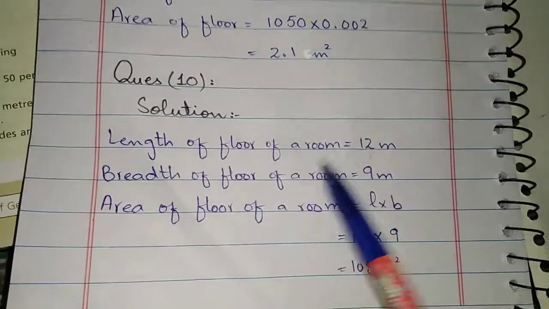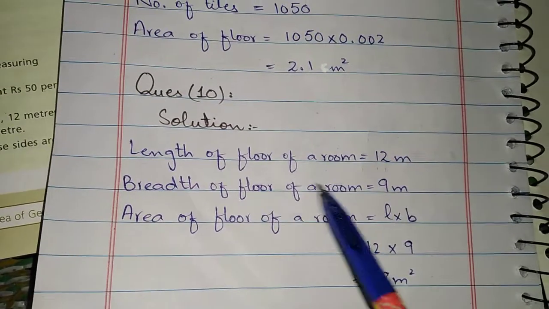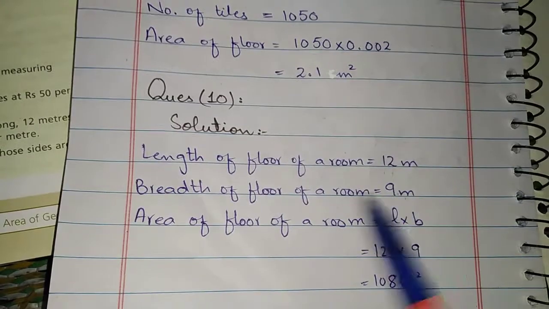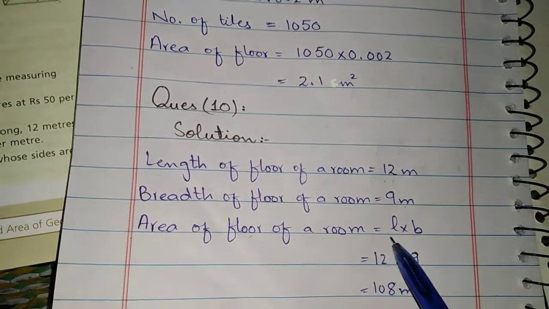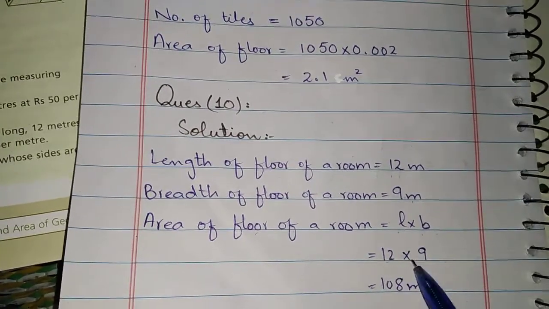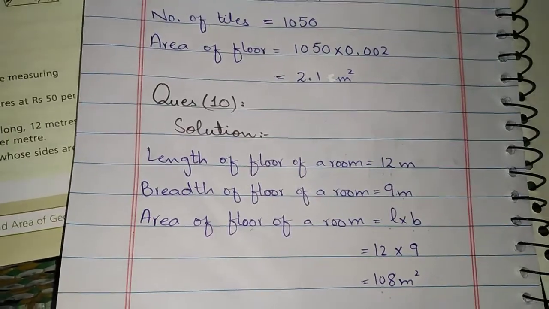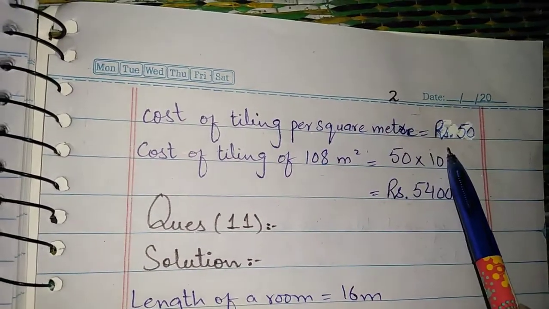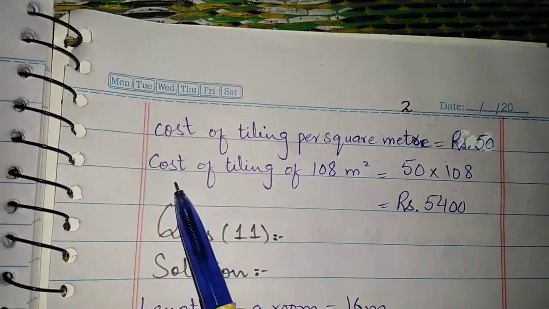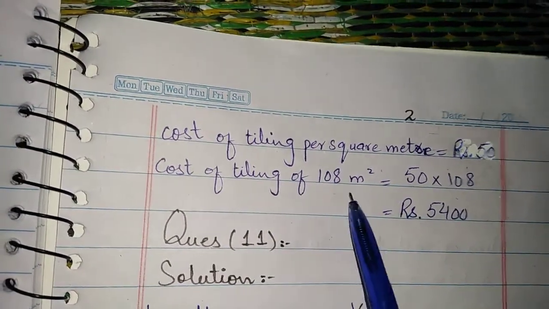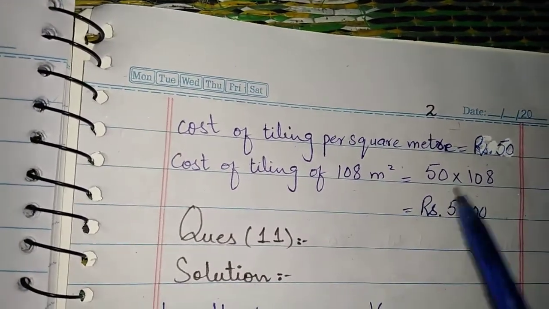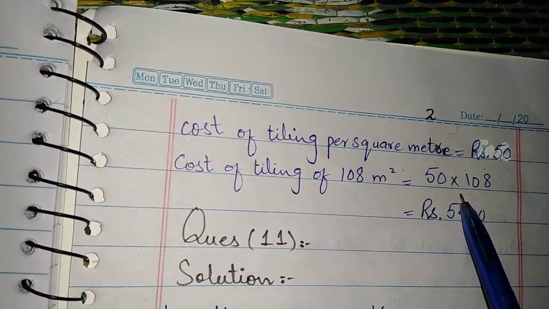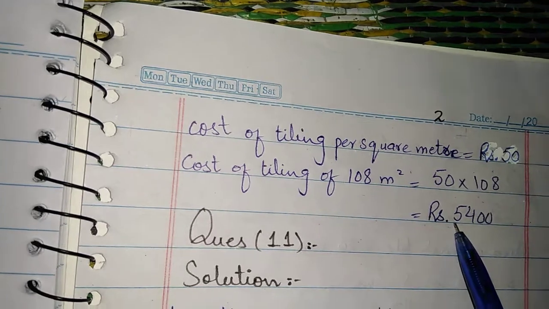Length of a floor of a room equals 12 meter. Breadth of a floor of a room is equal to 9 meter. These values are not the same, so it is a rectangle. So area of a floor of a room is equal to length multiplied by breadth. 12 multiplied by 9 is equal to 108 meters square. Cost of tiling per square meter is rupees 50, given in the question, and we have to find the cost of tiling at 108 meters square. So we simply multiply 50 by the total area, that is 50 multiplied by 108, which is equal to rupees 5,400.